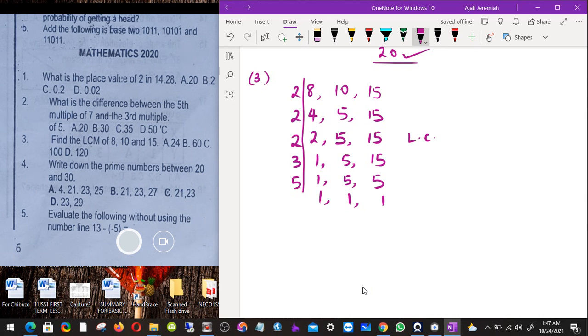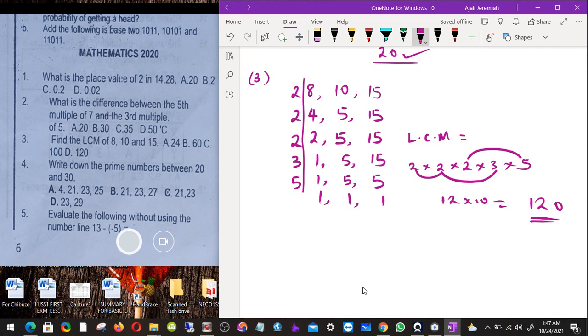So the LCM becomes 2 times 2 times 2 times 3 times 5. 2 times 5 is 10. This is 4. This is 12. So 12 times 10 is 120. So the LCM is 120. Okay, that's option D.